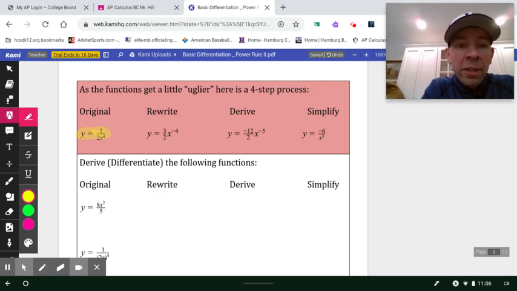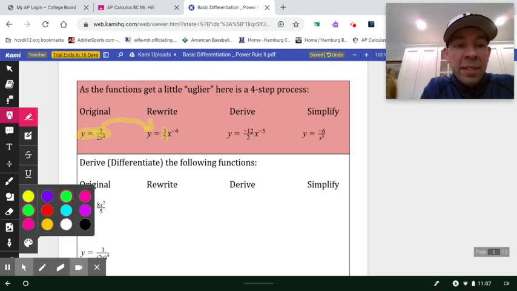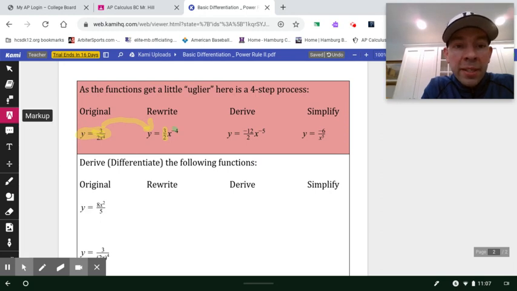All I'm going to do is rewrite it as 3/2 for my coefficient times x to the negative fourth. To get from here to here, I haven't done any calculus. We call that using our algebra 2 knowledge. And then I am ready to derive. Just like we said in the previous slide, we're going to take this negative 4, multiply it by the 3/2 to get negative 12/2.